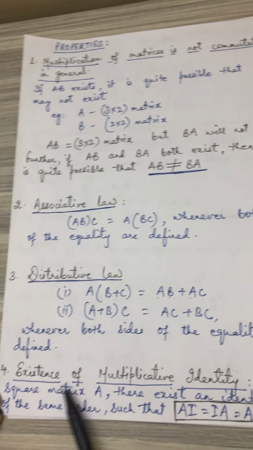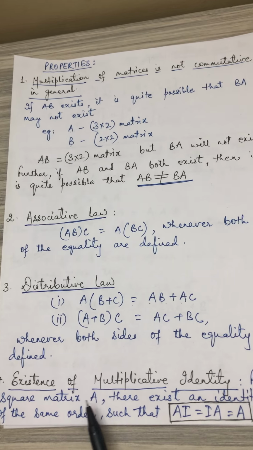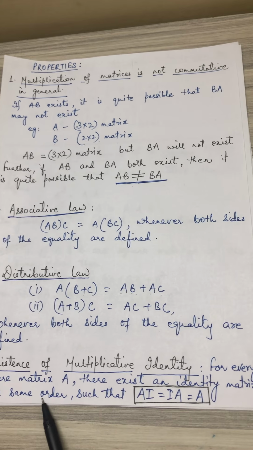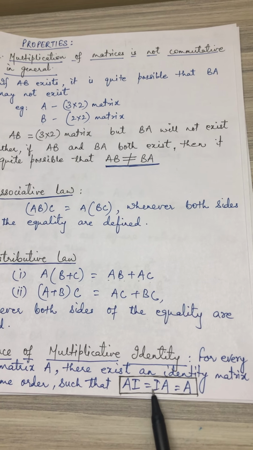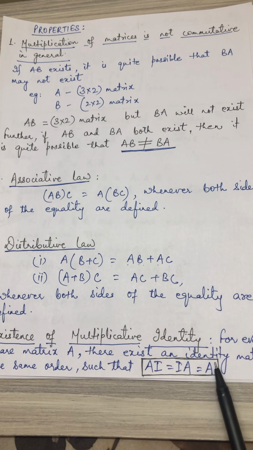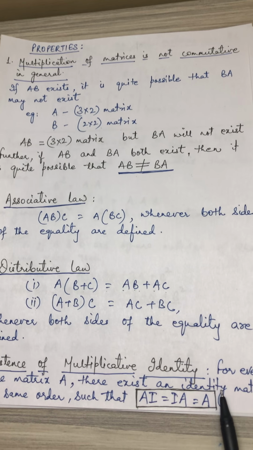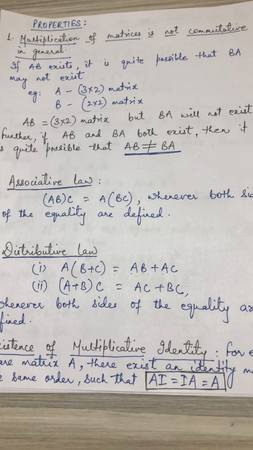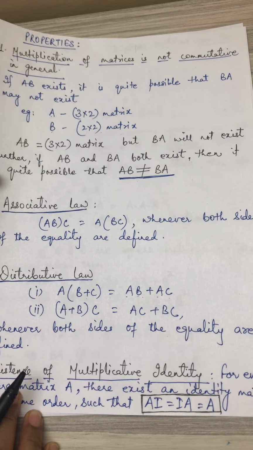Now we have the existence of a multiplicative identity. For every square matrix A, there exists an identity matrix of the same order such that A into I is equal to I into A, which is equal to the matrix itself. Now we all know what an identity matrix is. It is a square matrix whose diagonal elements are 1. As far as the associative law and distributive law are concerned, you all can prove this by taking suitable examples.